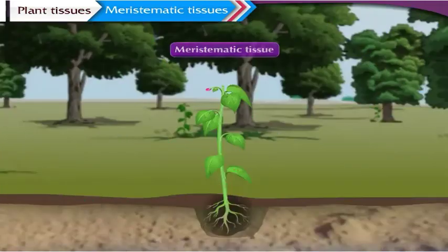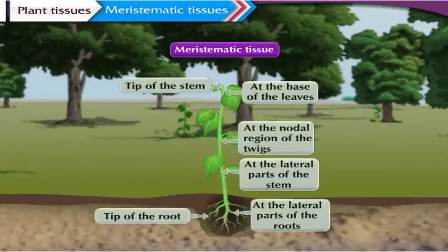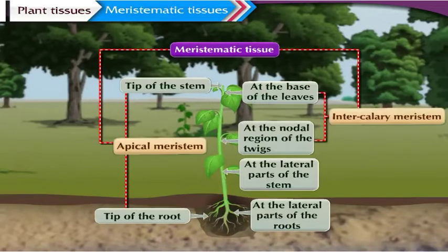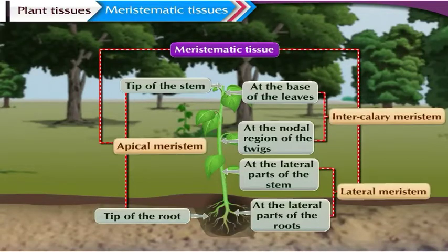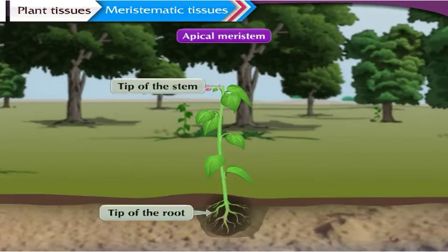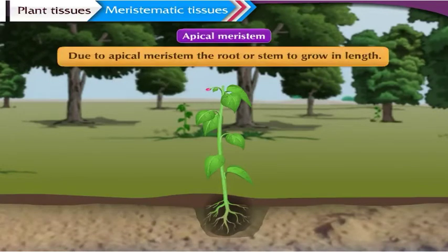Depending upon the region where they are situated, they are classified into 3 types as apical meristem, intercalary meristem, and lateral meristem. Apical meristem. These tissues are located at the growing tips of the roots and stems. It enables the root or stem to grow in length.